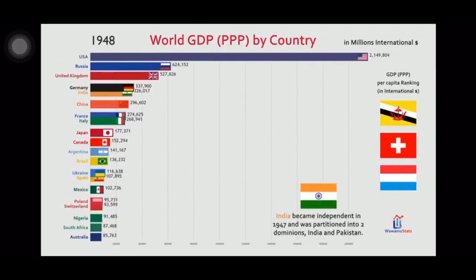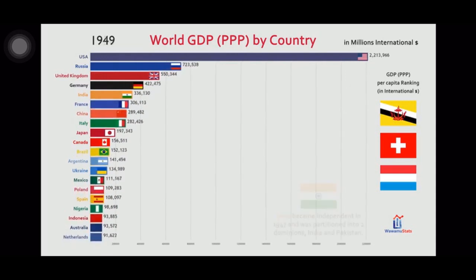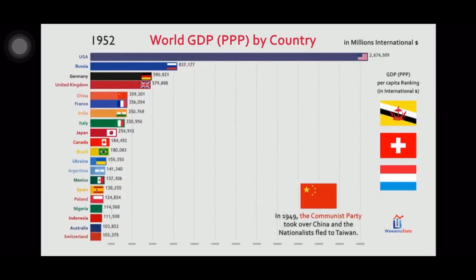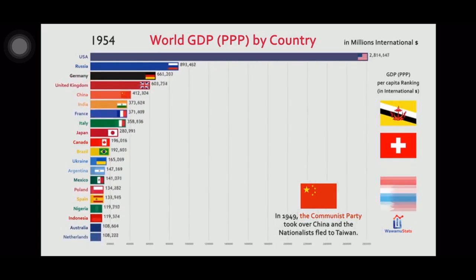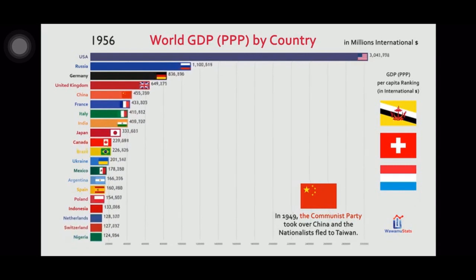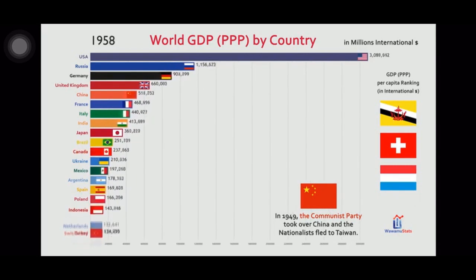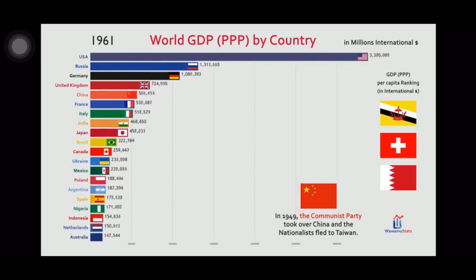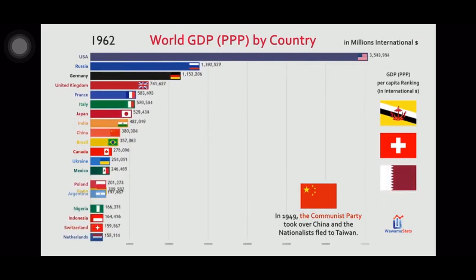In 1975, India's GDP was $545 billion, compared with $1,561 billion in the USSR, $1,266 billion in Japan, and $3,500 billion in the US.